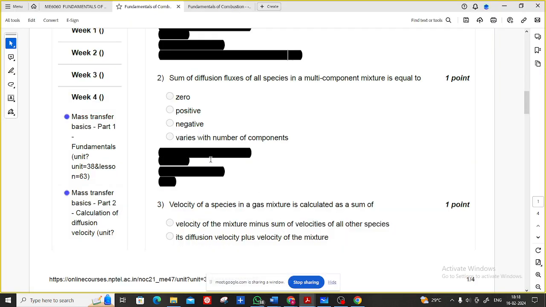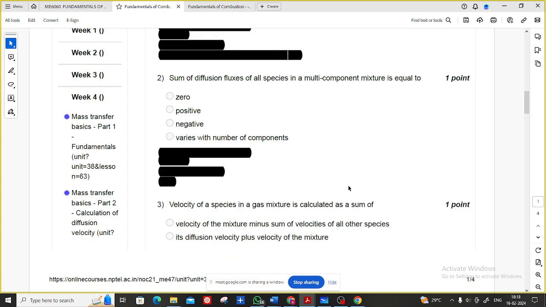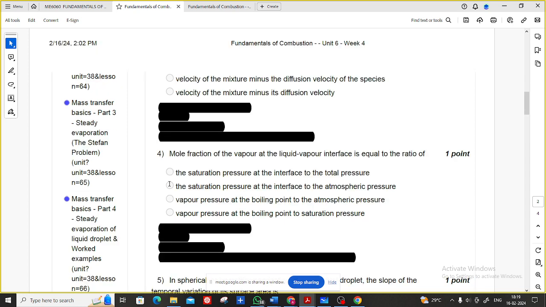Okay, so question number 4. Can you answer question number 4? Saturation pressure to the atmospheric pressure. In the third question, the answer is diffusion velocity plus velocity of the mixture. Basically, this is the bulk velocity of the mixture. Do you have some doubt? No, sir. Okay, so question number 4.